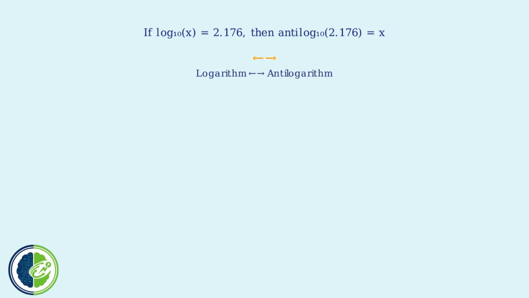An anti-logarithm is the reverse process. We start with a logarithm value and find the original number. If log of x equals 2.176, then the antilog of 2.176 equals x.